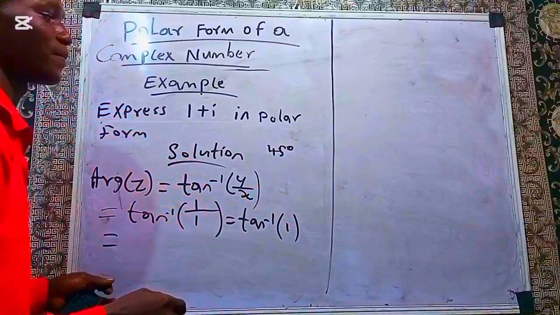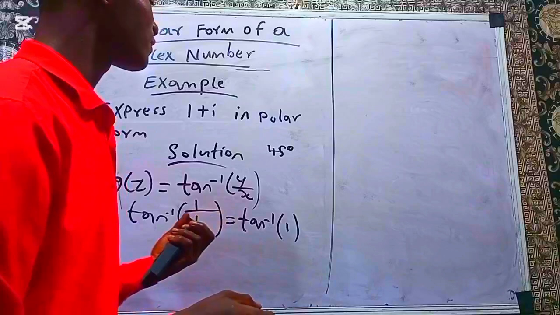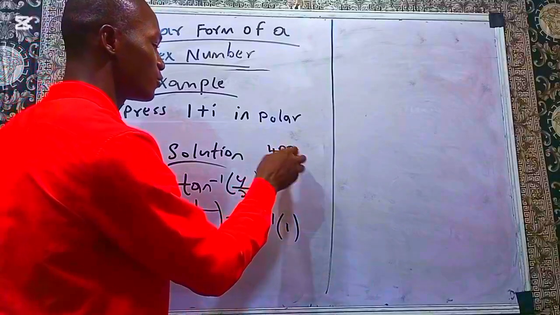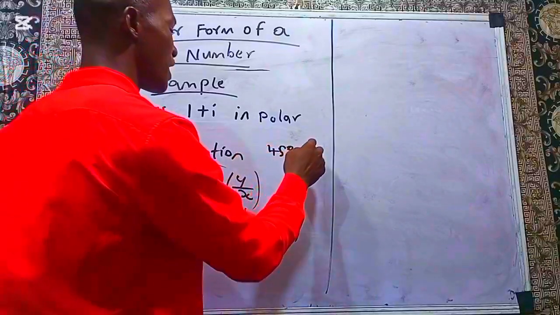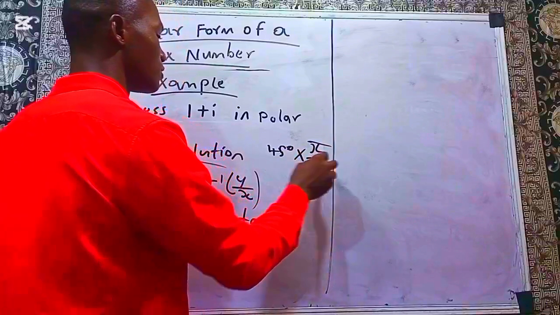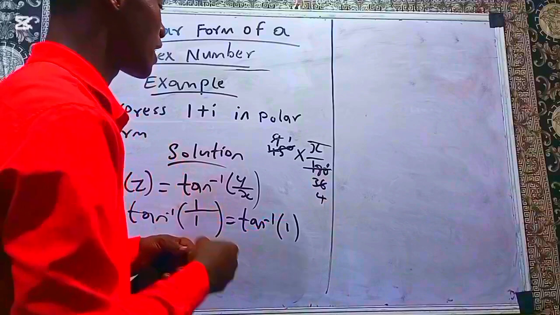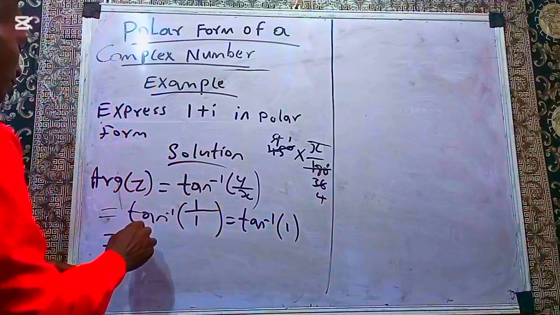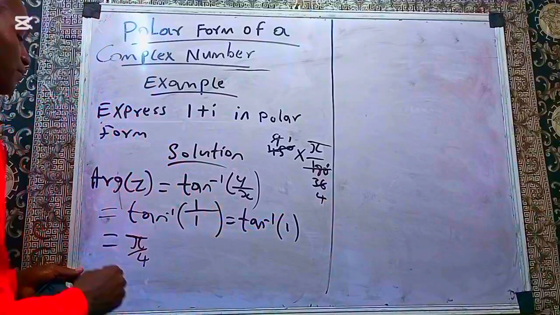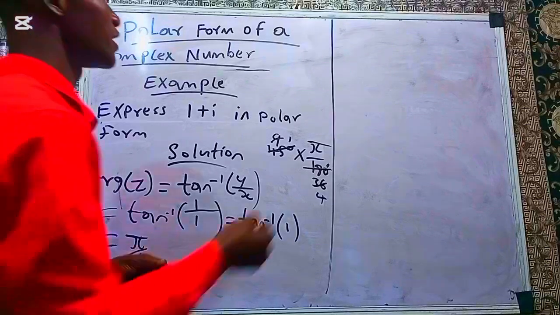But our angle must be in radians. I told you in our previous video, our angle must be in radians. So quickly you convert 45 degrees to radians by multiplying it by pi over 180 degrees. Nine divided by 36, I have 1 over 4. So my answer will be pi over 4. That's the principal argument.